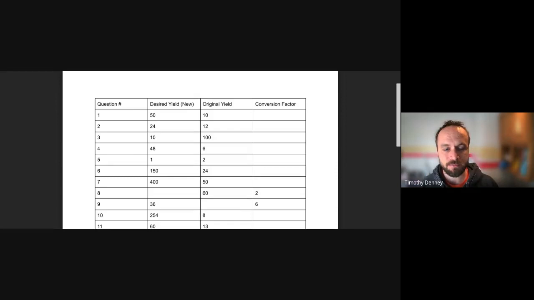That's fine. 8 and 9, a little bit of algebra. Set yourself up an equation to solve for the missing piece of information. In this case, it would be x divided by 60 equals 2. Solve for x.